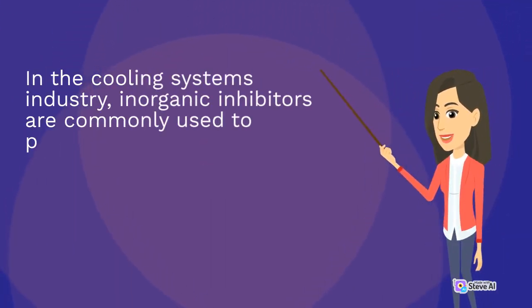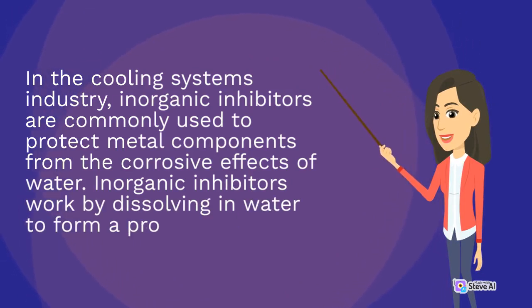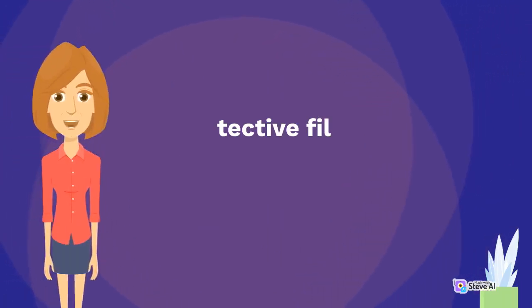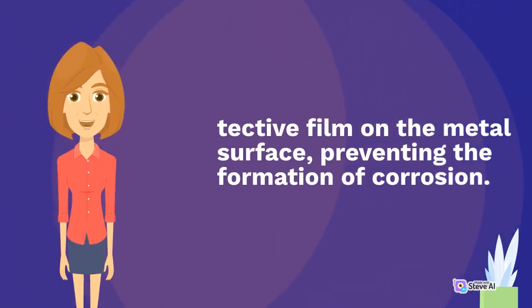In the cooling systems industry, inorganic inhibitors are commonly used to protect metal components from the corrosive effects of water. Inorganic inhibitors work by dissolving in water to form a protective film on the metal surface, preventing the formation of corrosion.